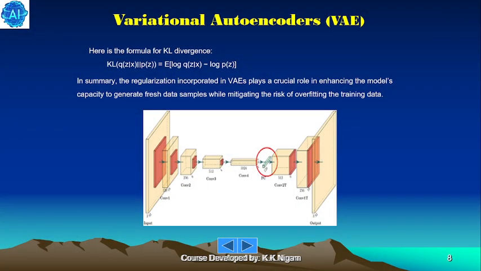Here is the formula for the KL divergence. I think it is easily understood by all readers. KL of Q(Z|X) divided by P(Z) equals E[log Q(Z|X) minus log P(Z)]. So in summary, the regularization incorporated in VAEs plays a crucial role in enhancing the model's capacity to generate fresh data samples while mitigating the risk of overfitting the training data.